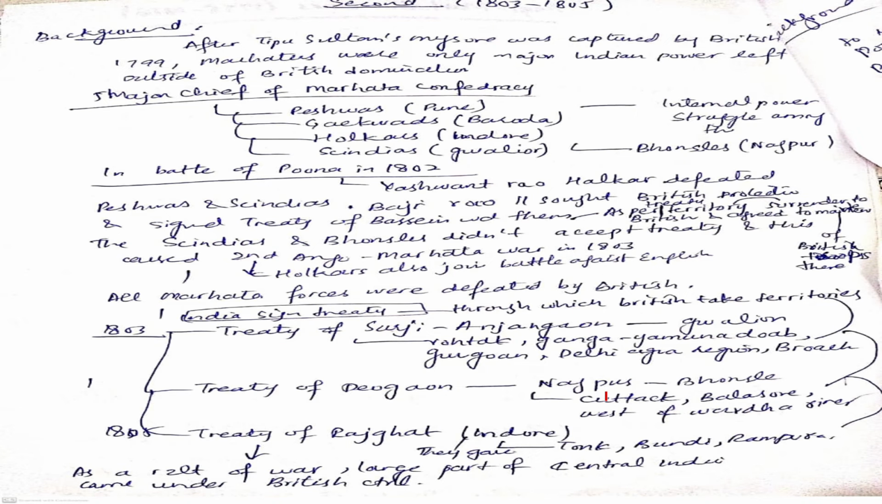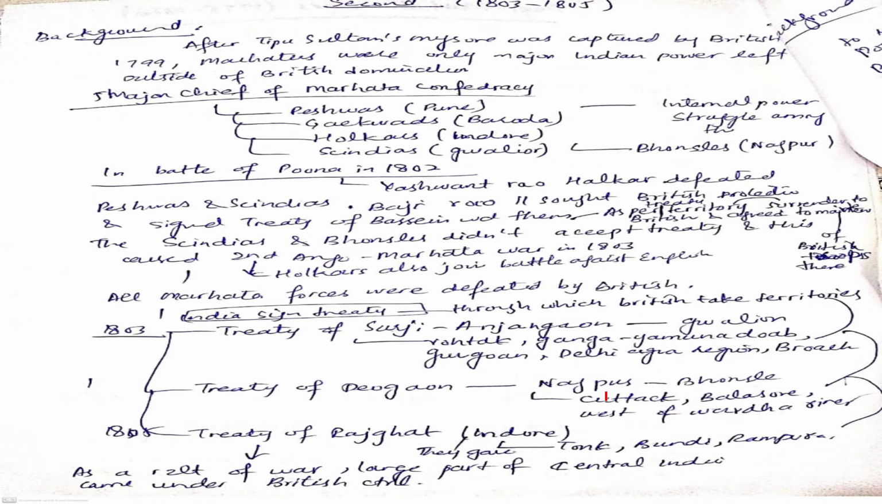The second of the Anglo-Maratha wars happened between 1803 to 1805. The background of this war is that after Tipu Sultan's Mysore was captured by the British in 1799, the Marathas were the only major Indian power left outside of British domination. There were 5 major chiefs of the Maratha Confederacy: the Peshwa at Pune, Gaikwad at Baroda, Holkar at Indore, and Scindia at Gwalior.